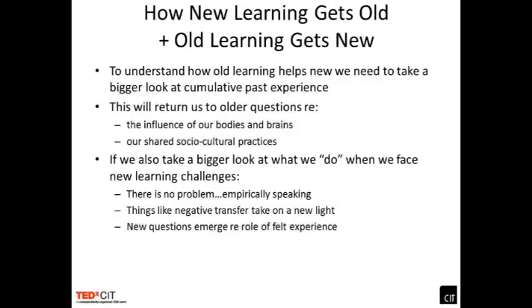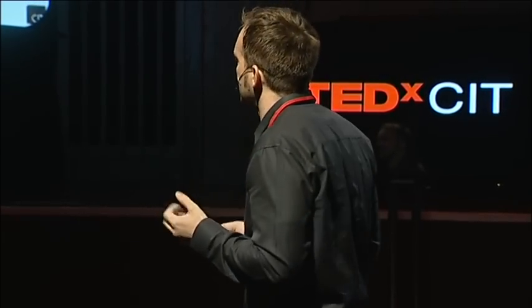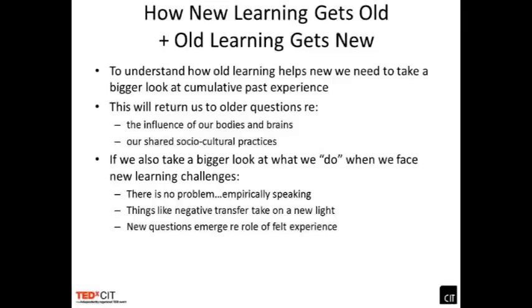So to understand how old learning helps new, I think we need to take a much bigger look than we have done in the past at people's cumulative past experience. This is going to return us, I didn't quite get onto it, but this is going to return us to older questions with regard to the influence of our bodies and brains, with regard to the influence of our shared socio-cultural practices. So there's a lot to look at there. But if we do take a bigger look at what we do when we face new learning challenges, we discover, I think, that there's no problem, empirically speaking. There's a lot going on all the time. There's a lot to tune into. And things like negative transfer, which is formally where past experience hinders your ability to meet a new learning challenge, that's no longer a bad thing as such, but just evidence of the ongoing negotiation between new learning and past learning. And then new questions begin to emerge as well, as we've seen, to do with felt experience.